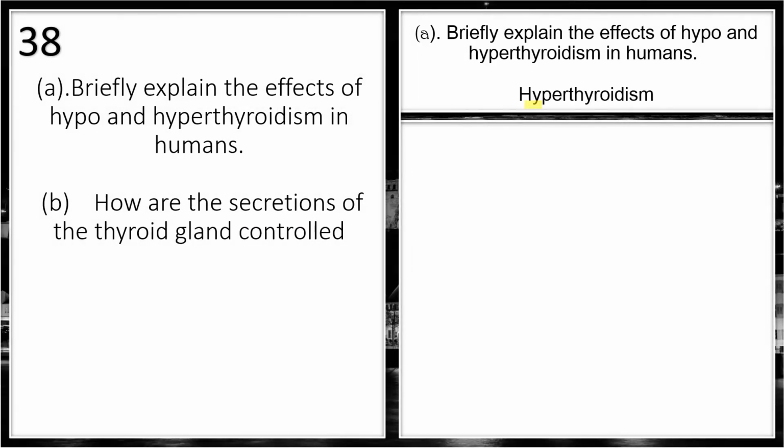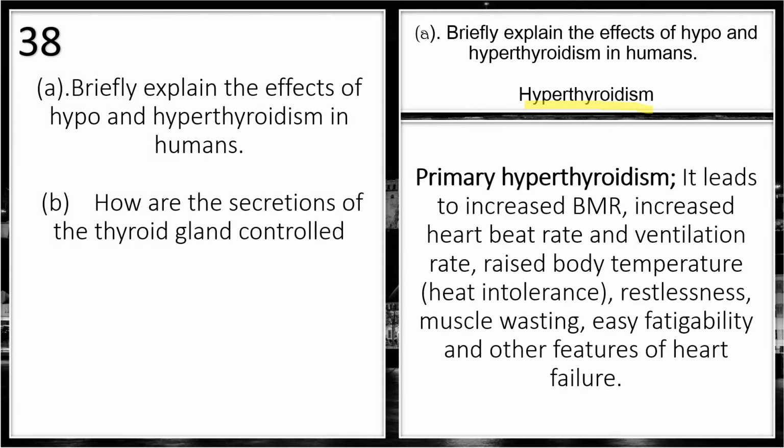Let us now look at hyperthyroidism. Primarily, hyperthyroidism leads to increased basal metabolic rate, increased heartbeat rate and ventilation rate, raised body temperature, heat intolerance, restlessness, muscle wasting, easy fatigability, and other features of heart failure.